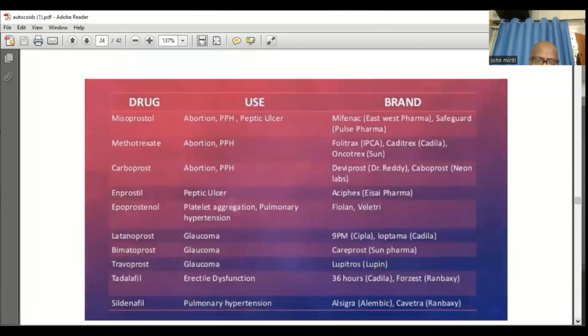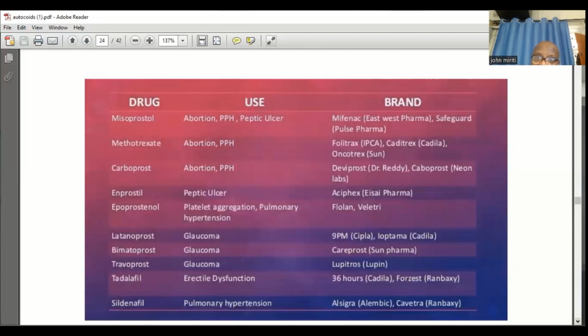So let us see the brand products which are there and where they are used. For example, you have misoprostol, which is used for management of abortion, postpartum hemorrhage, and peptic ulcer disease. But in Kenya, the drug is not used for management of ulcer disease. The brand names in the market are Mefenac and Safeguard. Then you have methotrexate, used for abortion and postpartum hemorrhage, with brands like Foletrax, Canditrex, and Oncotrex. Carboprost is another one, used in abortion and postpartum hemorrhage, with brand names like Neviprost.